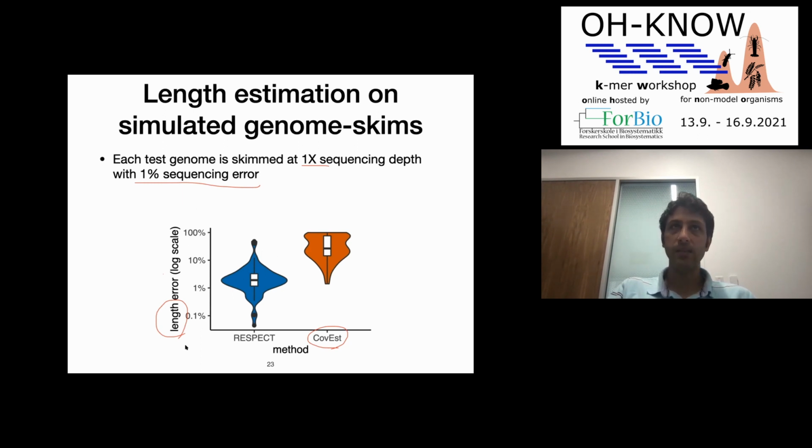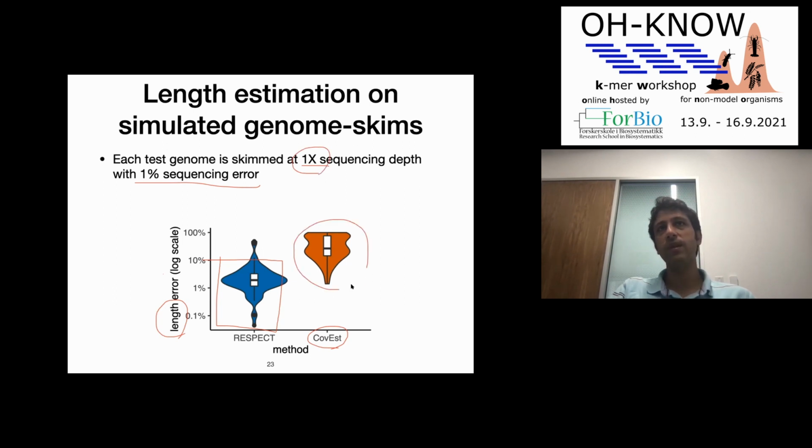This axis is logarithmic. So the vast majority of cases, genome length is estimated within 10% of the correct value with only 1x coverage. So that's quite a bit of improvement.